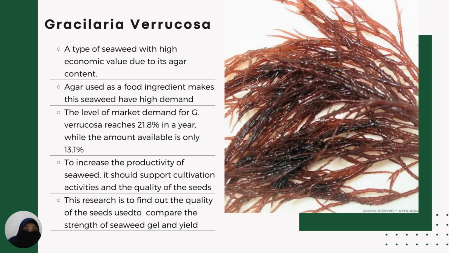Gracilaria verrucosa is a type of seaweed with high economic value due to its agar content. Agar used as a food ingredient makes this seaweed have high demand. The market demand for Gracilaria verrucosa reaches 21.8% in a year, while the amount available is only 13.1%.